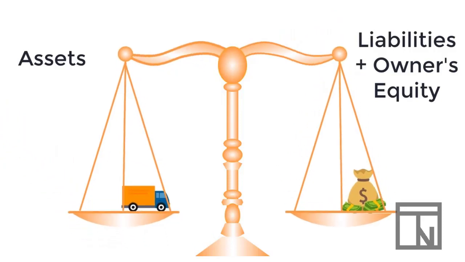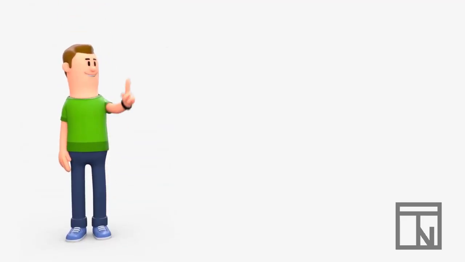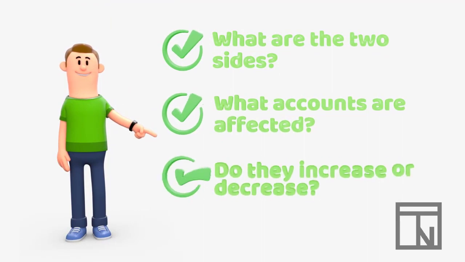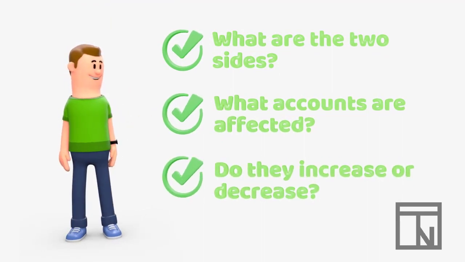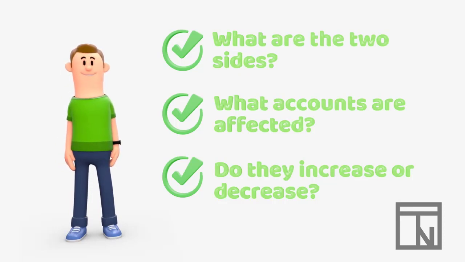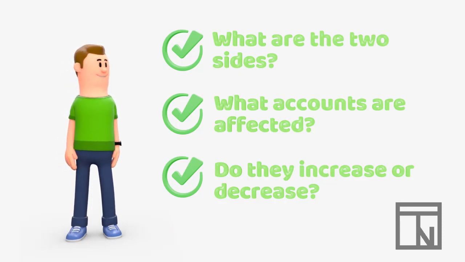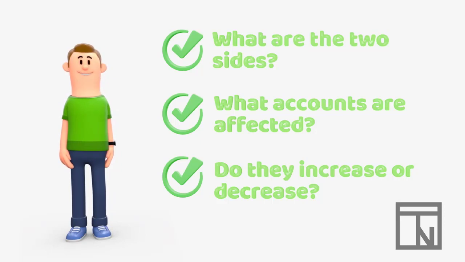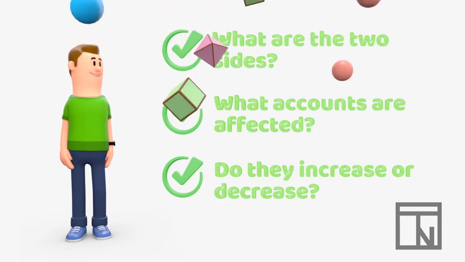But no matter how it affects the accounting equation, the end result is always the same. Assets always equal liabilities and owner's equity when the transaction is complete. So, in order to record an accounting transaction, you need to know what the two sides of the transaction are and what accounts are affected. But you also need to know if those accounts increase or decrease as a result of the transaction and how that keeps the accounting equation in balance.